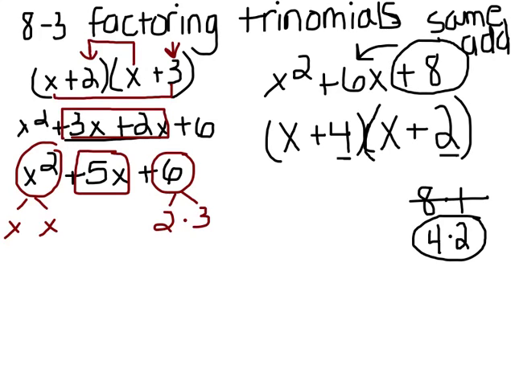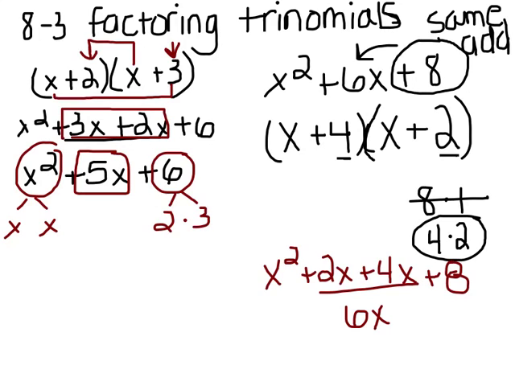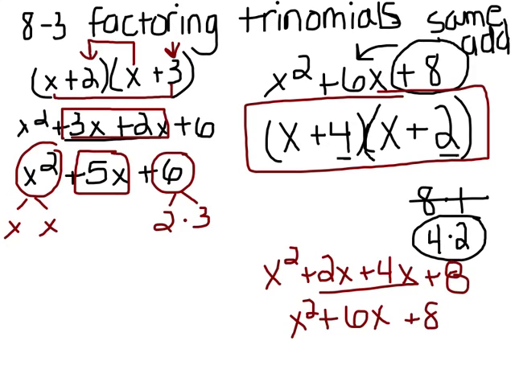Now we should also check our work by finding the product of our answer. So x plus 4 times x plus 2 gives us x times x gives us x squared, x times 2 gives us 2x, x times 4 gives us 4x, and 4 times 2 gives us 8. When we combine our middle terms, we do get the 6x as our middle term. So we've now checked our answer by finding the product of this. We get our original problem of x squared plus 6x plus 8, so we know that we factored this completely, and our answer is x plus 4 times x plus 2.